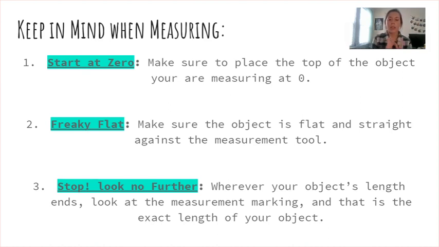And then the last step is to stop, look no further. All right? So wherever your object length ends, look at the measurement marking, all those little small lines that we talked about, and that is the exact length of your object, okay? So let's get some practice and see what this looks like, okay?